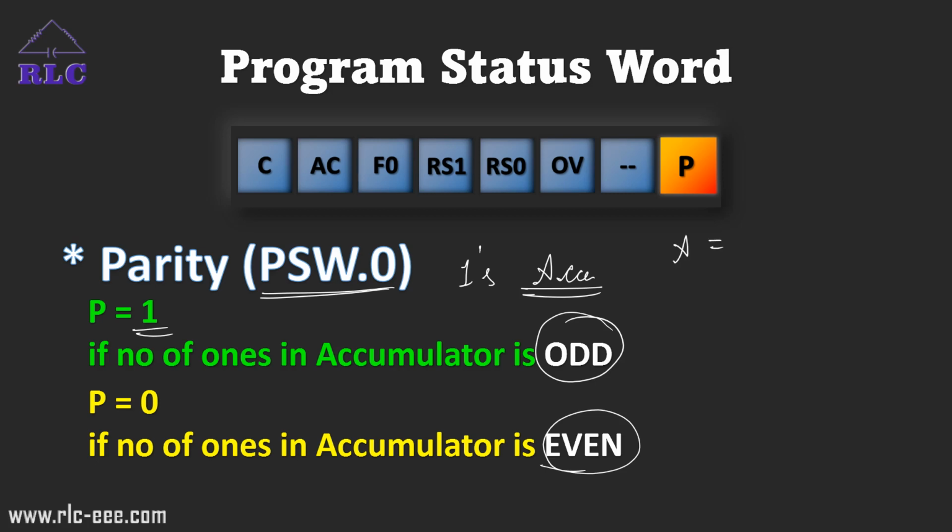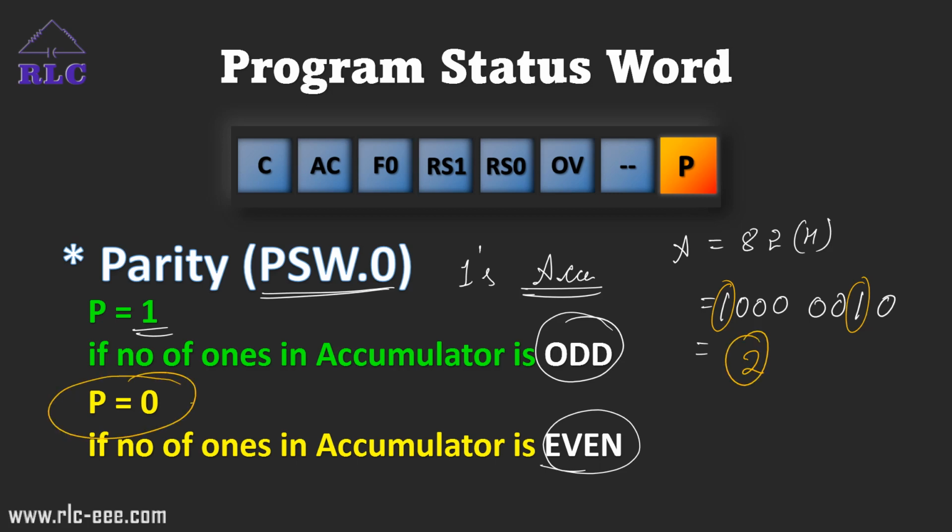Assume the accumulator is equal to a value of 82H. That means 82 is 1 0 0 0 0 0 1 0. If we count the number of ones present here, it has 1 here and 1 here, that is 2 ones. So 2 is an even number. The parity flag will be set to 0.